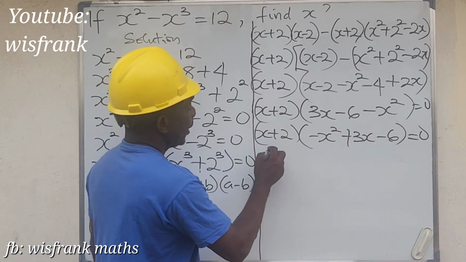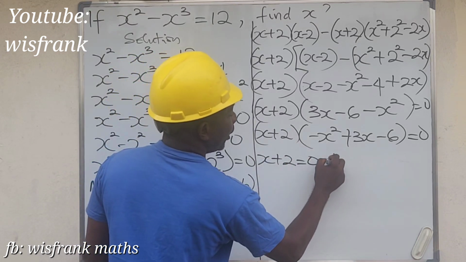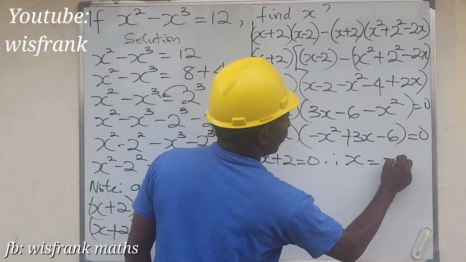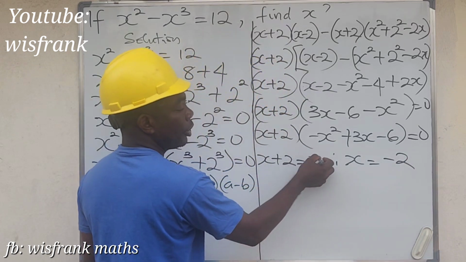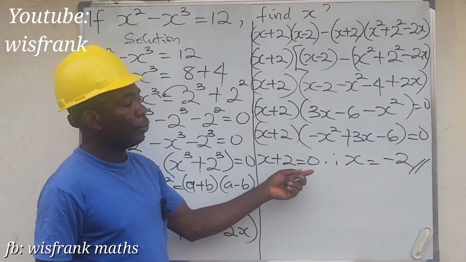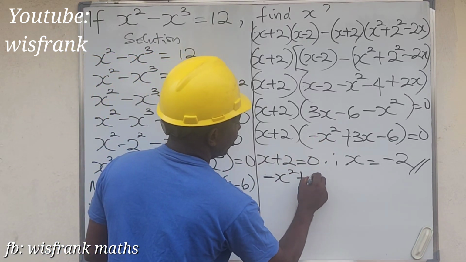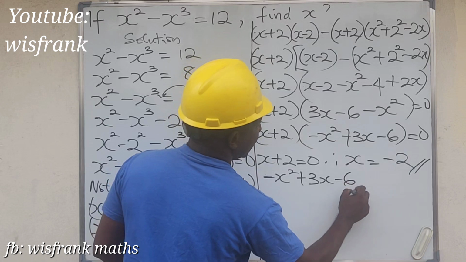But in this case, the first one is x plus 2 equals to 0. Therefore, our x equals to minus 2 because 2 will be transposed into this other side. So this is the first value of x. X equals to minus 2. So the second one, which is minus x to the power of 2 plus 3x minus 6 equals to 0.